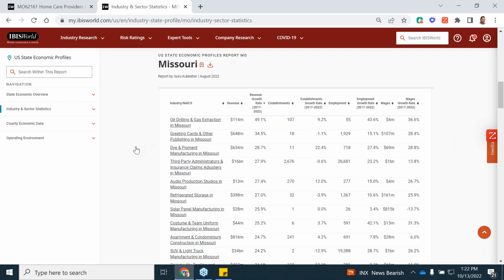and be able to sort right on the website by revenue growth. So if you want to see what the fastest growing industry is by revenue, by establishment, by wages or other metrics, you're able to do a quick sort. Again, this information is exportable as well.